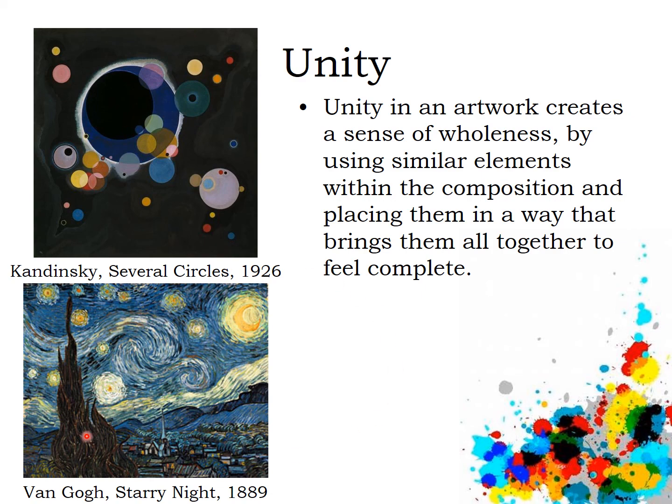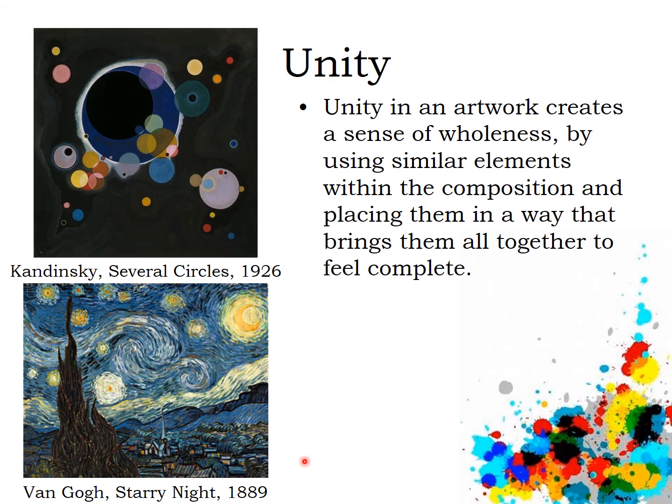All right, let's look at Van Gogh's Starry Night down here. This is probably Van Gogh's most famous painting. How does he create unity? He also does it in a few different ways. The first way is he's using similar colors, lots of blues and greens and these yellowy colors.